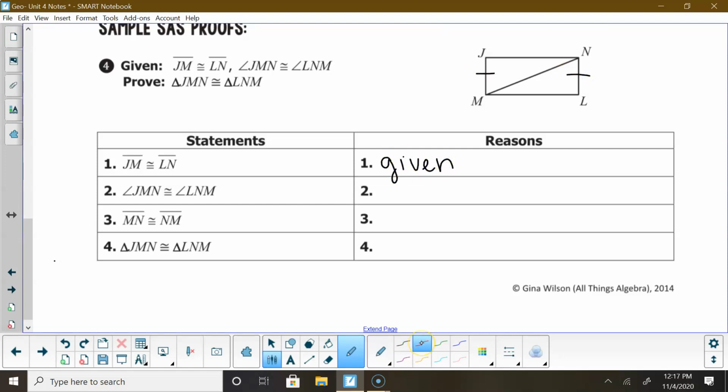Alright, this is where they kind of started freaking out. JMN, we listed as angle 1. And then L and M, which is right here, we listed as angle 2. Because they were like, I don't like saying all the letters. I'm like, fine, as long as you label it so I know what you're talking about, that's cool. So, why do I know that those two are congruent?